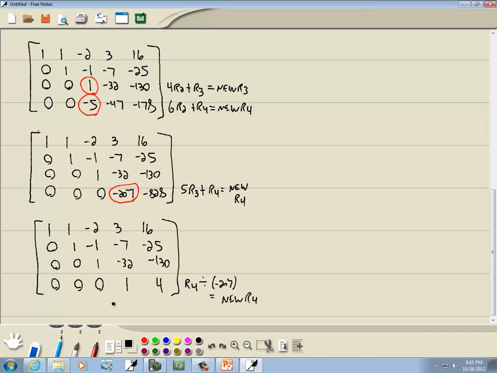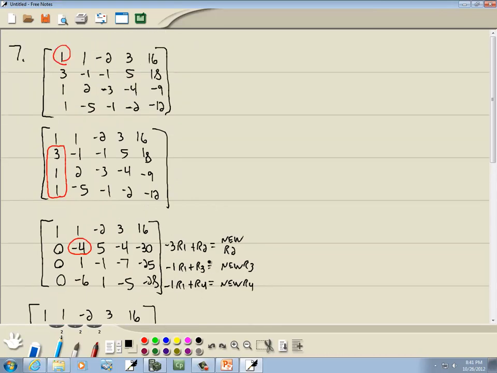One, 1, negative 2, 3, 16. 0, 1, negative 1, negative 7, negative 25. 0, 0, 1, negative 32, negative 130, 0, 0, 1, 4. Double check my signs. Negative 2, 3, 16, 1, negative 1, negative 7, negative 25, 0, 0, 1. Looks good. Okay, so let's continue up here.